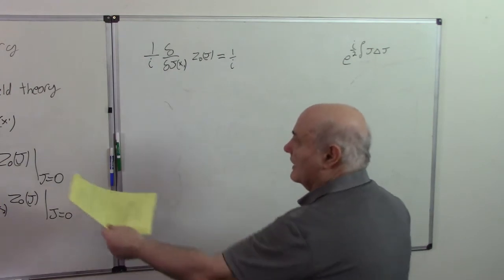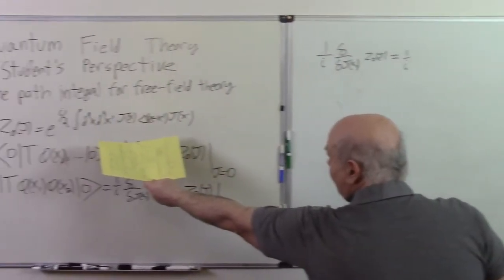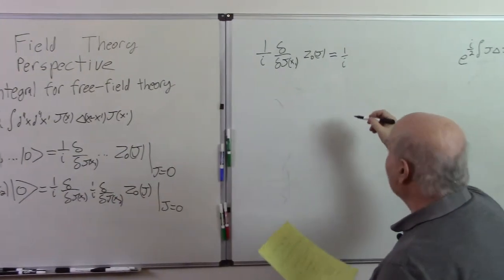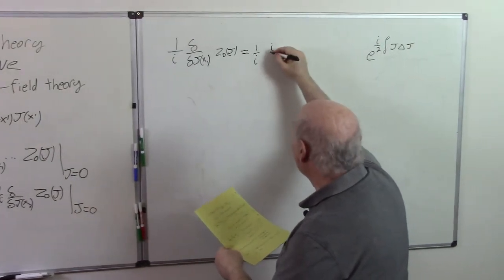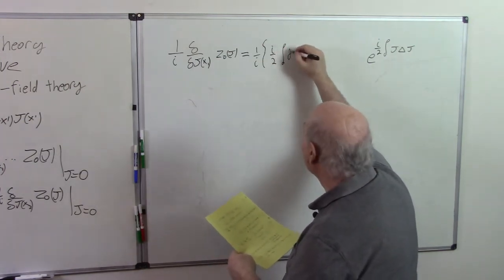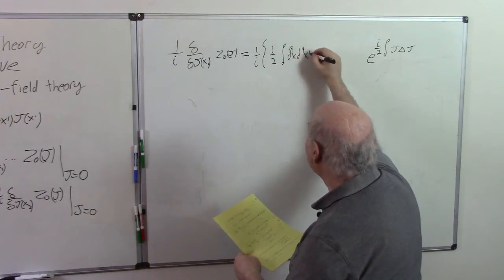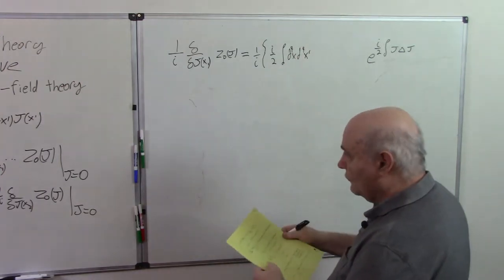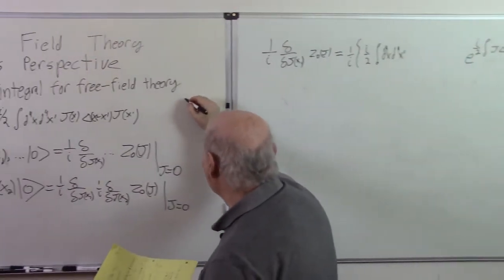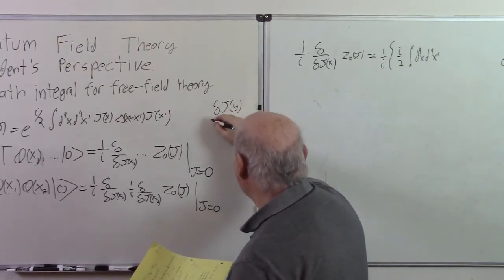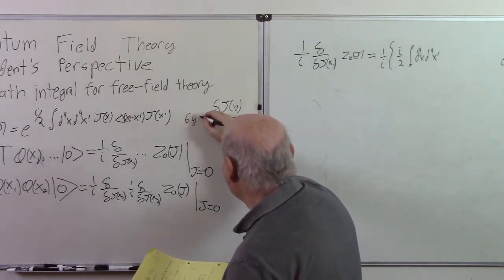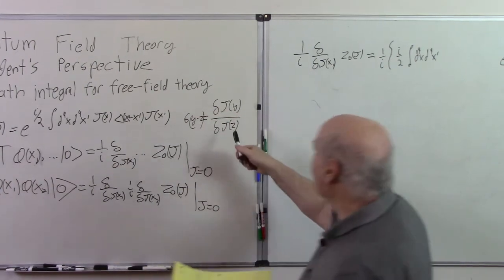So I have 1 over i, and now I have to take the functional derivative of this exponent with respect to J(x1). So this becomes i over 2, the integral d⁴x d⁴x'. And there's two places where I can differentiate, using the formula δJ(y)/δJ(z) equal to δ(y − z). So that's all it is.